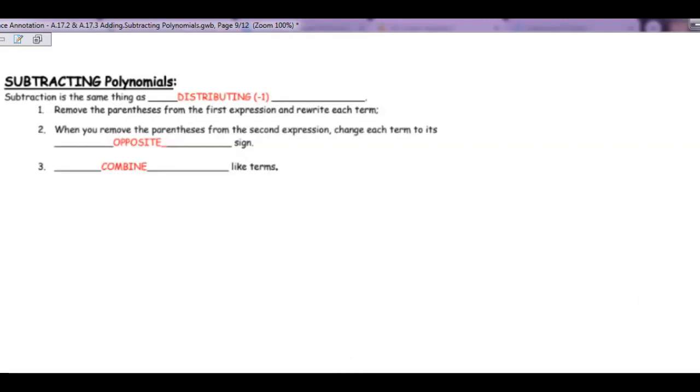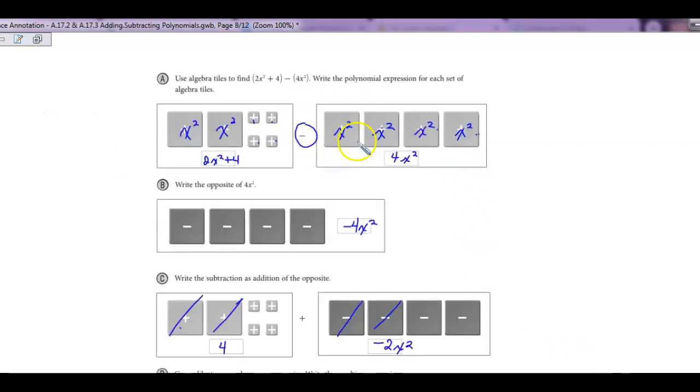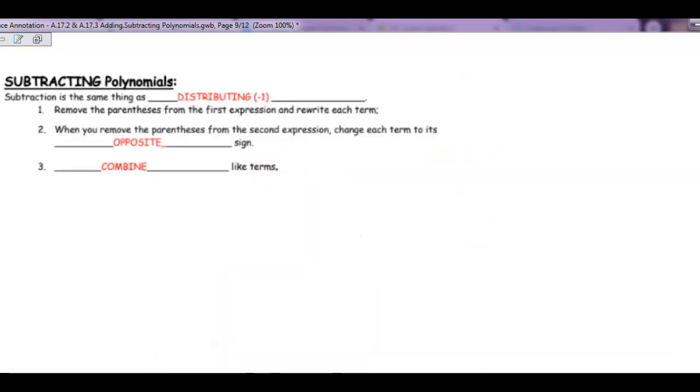All right, so subtraction is the same thing as distributing a negative 1. Remember when we changed all of the positives to negatives? We found their opposites. So whenever you see a negative sign in front of a parentheses, you can always say it's the opposite of. So that means that you're going to change each term inside the parentheses to its opposite sign. And then after that, we combine our like terms.